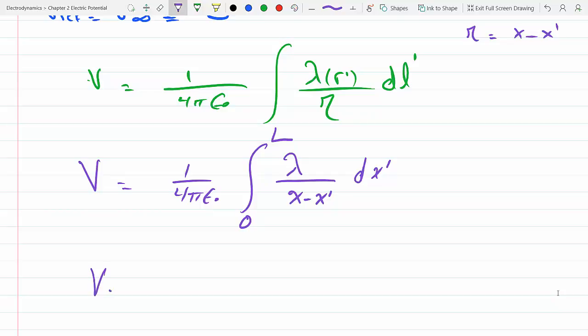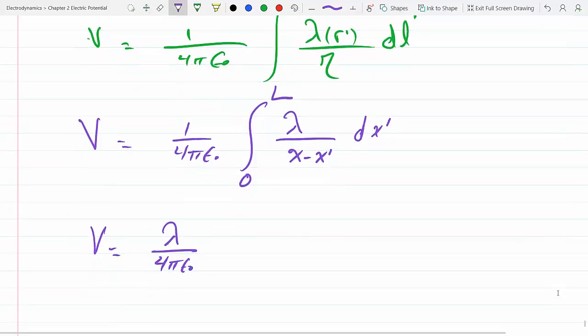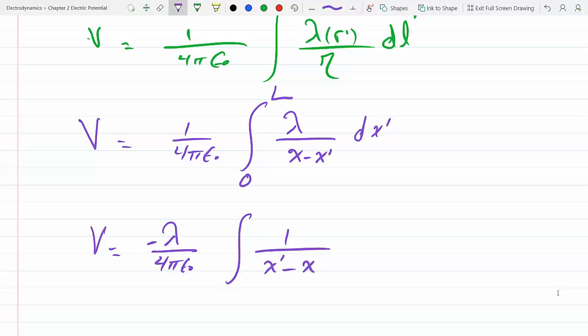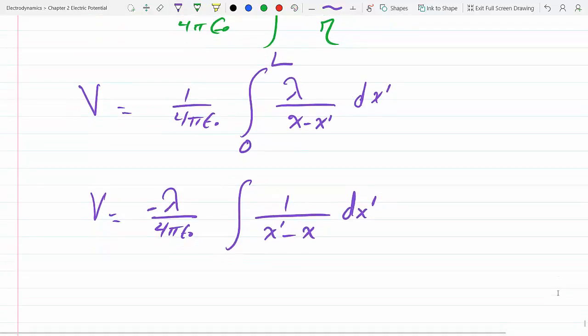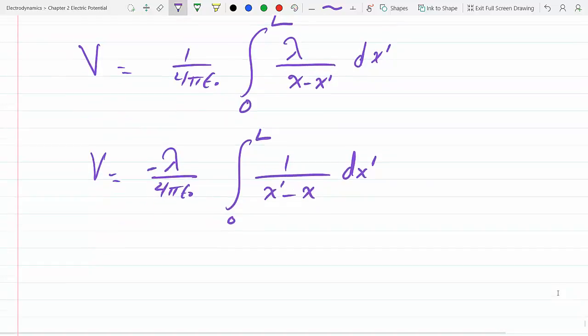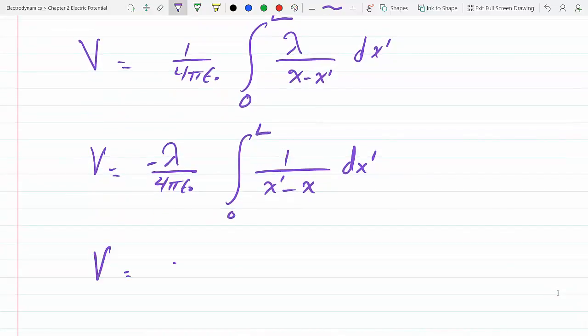So if we do this integral here, lambda is uniform, so it can come outside the integral. I'm going to take this minus 1 out here, and this becomes 1 over x prime minus x. So I switch them so I can get x prime first, dx prime. Now x in this context is a fixed point, so x is a number. We are integrating from 0 to L, so this would be minus lambda over 4 pi epsilon.